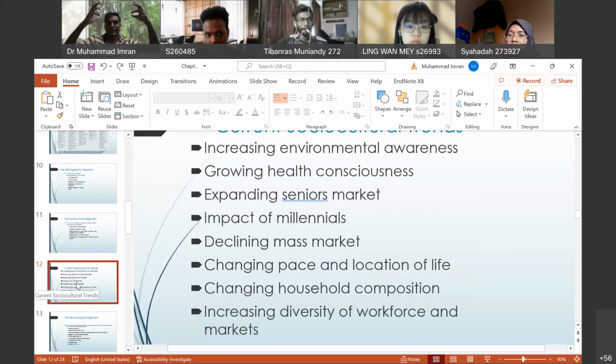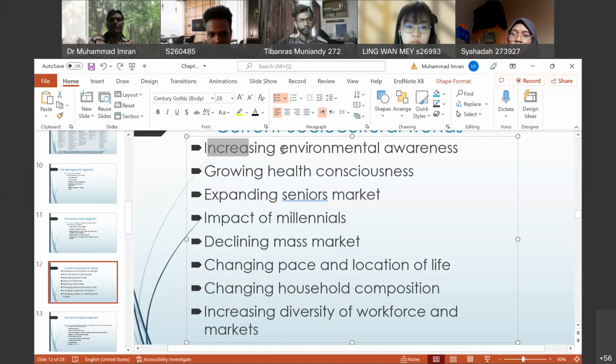See, change. Geography and local culture also influence our religion and many other things, right? They can change our preferences. See, increasing environmental awareness, we must recycle. Increasing environmental awareness means no use of plastic, decreasing carbon use, recycling many other things. Growing health consciousness.